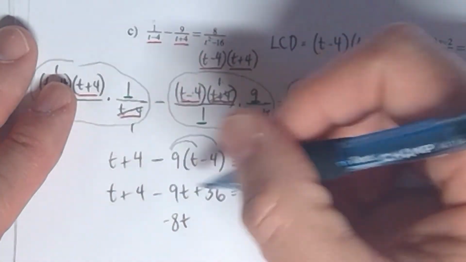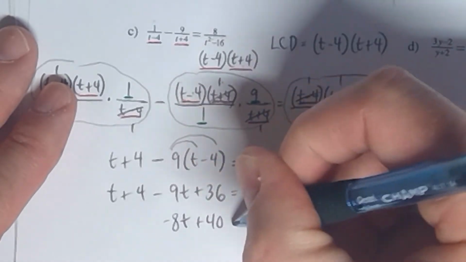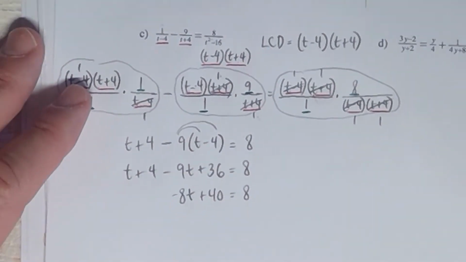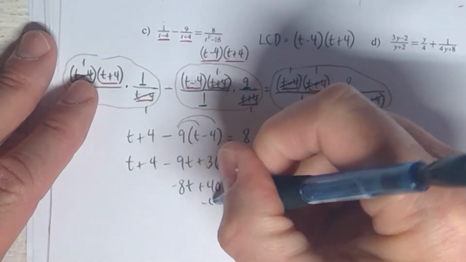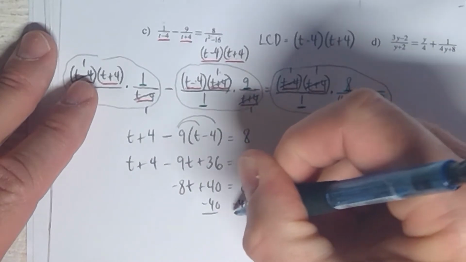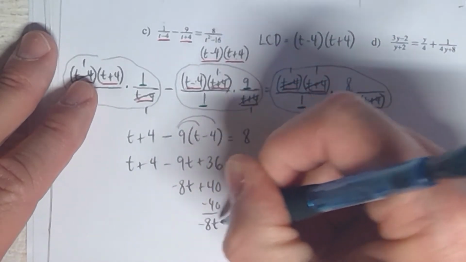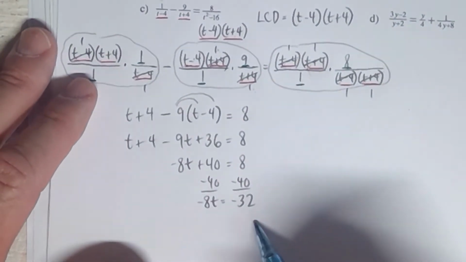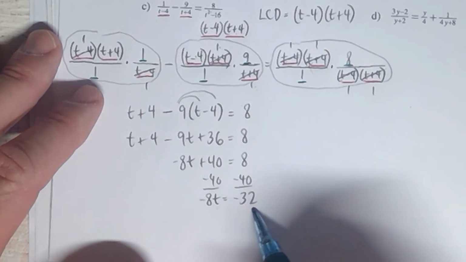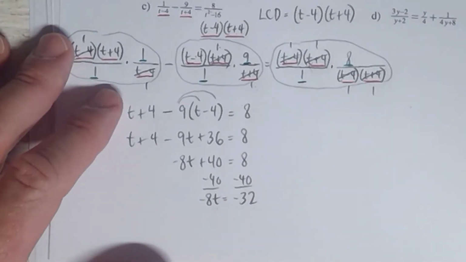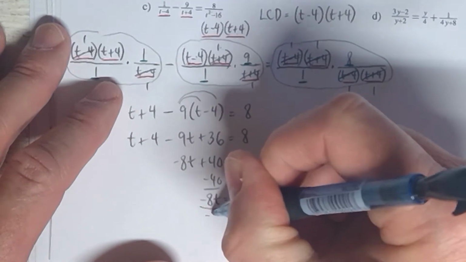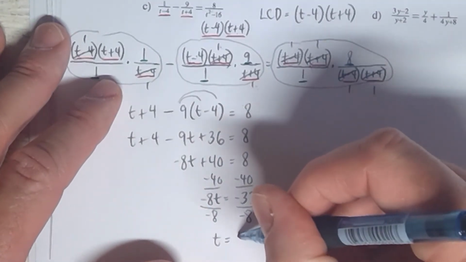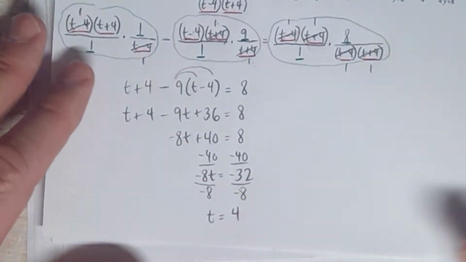Negative 8t, the 4 and the 36 become 40. Then I need to move over the what? I need to move over the 40 with the 8, because they don't have the variable in it. And now you have what we want to have, which is the single variable term and a single constant term. Single term on each side with the variable only on one side. That's the step where we divide out, right? What is negative 32 divided by negative 8? Negative divided by negative is positive, so we get positive 4.